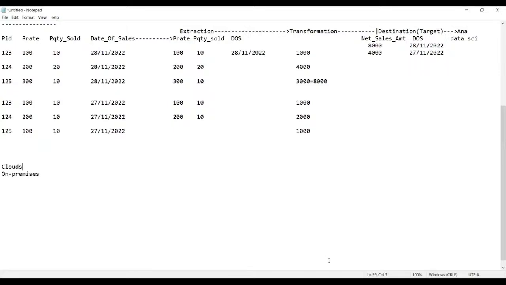Cloud and on-premise. Basically, these are the two factors which we should know. To understand the situation, I'll give you a very simple example. Cloud, or on-premises, is just like, take an example of your mobile phone, guys. Everyone, take an example of your mobile phone.